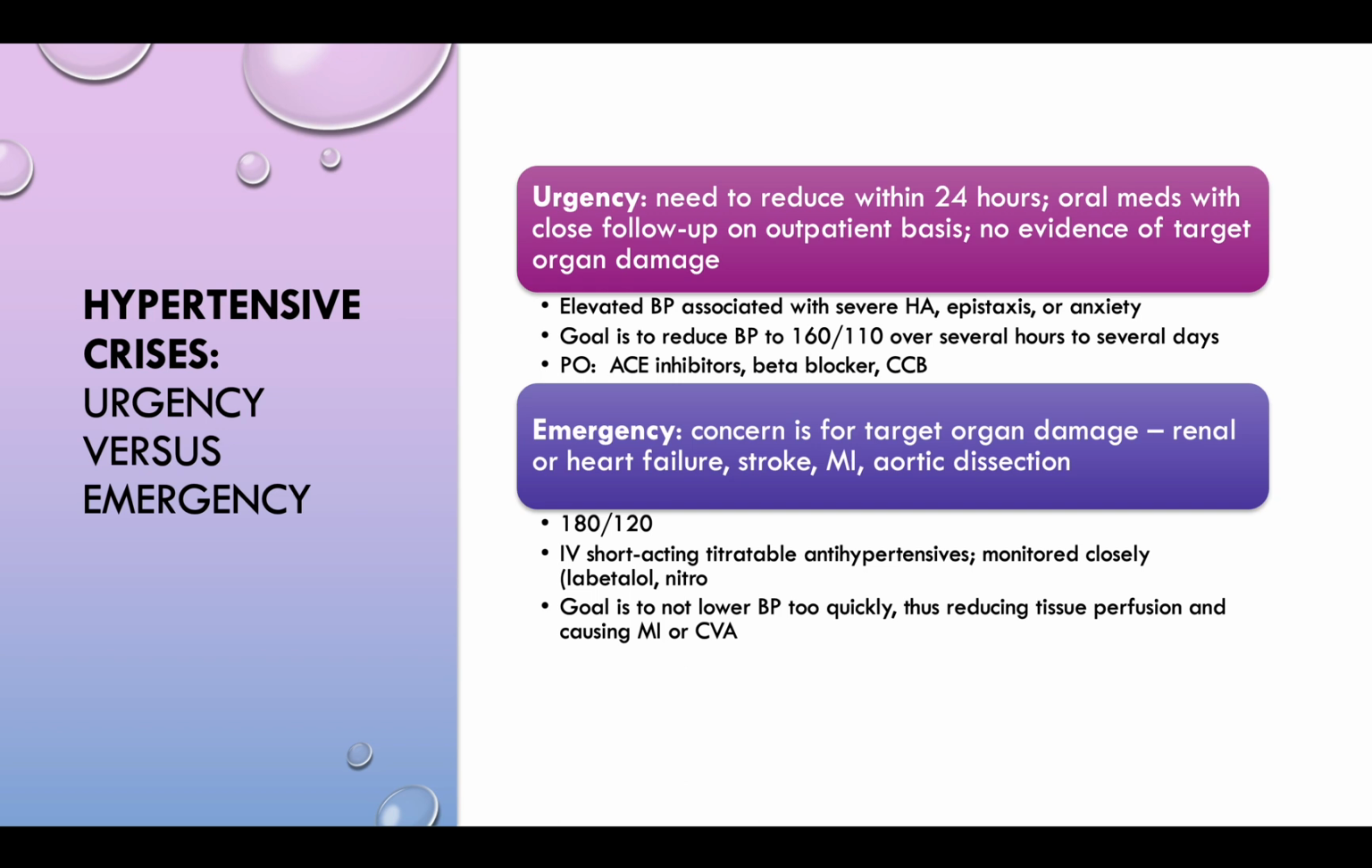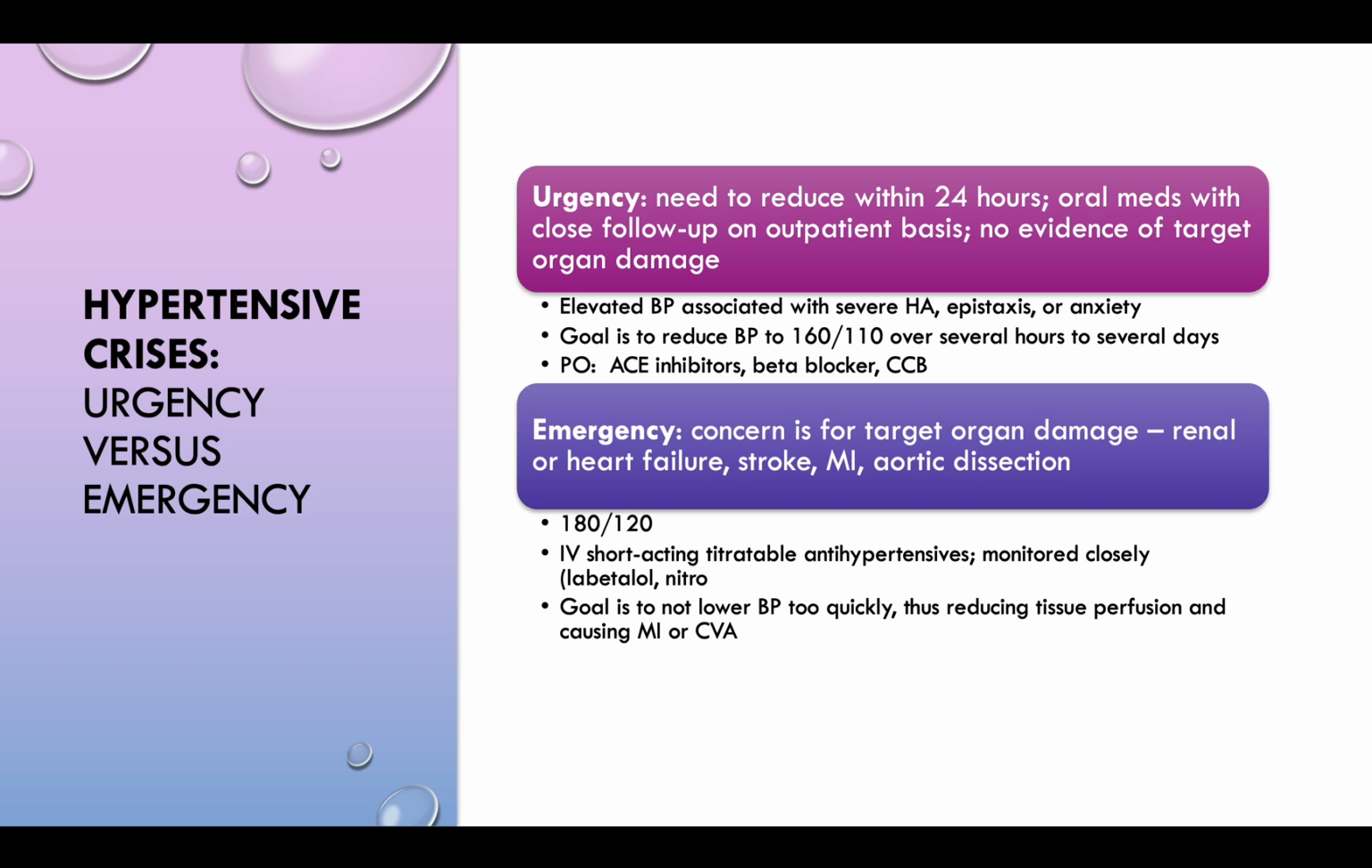Wow, that seems so high. But if we're talking about hypertensive urgency, then it means our blood pressure is going to be way over 200 systolic. You can see that some of the medications that we might use for that are ACE inhibitors, calcium channel blockers, or beta blockers. Now, hypertensive emergency is a concern because there's potential target organ damage.